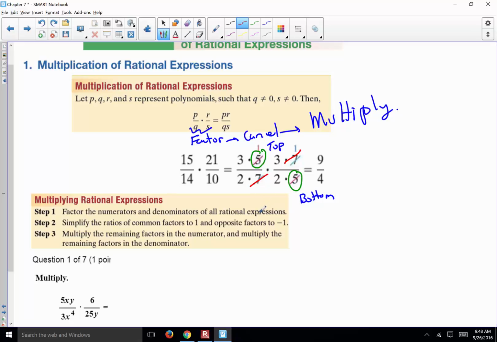Okay? Make sense? But can we cancel 2 and 2? Are these enemies? They're both on the bottom side. They are friends. They join into 4. They don't cancel.